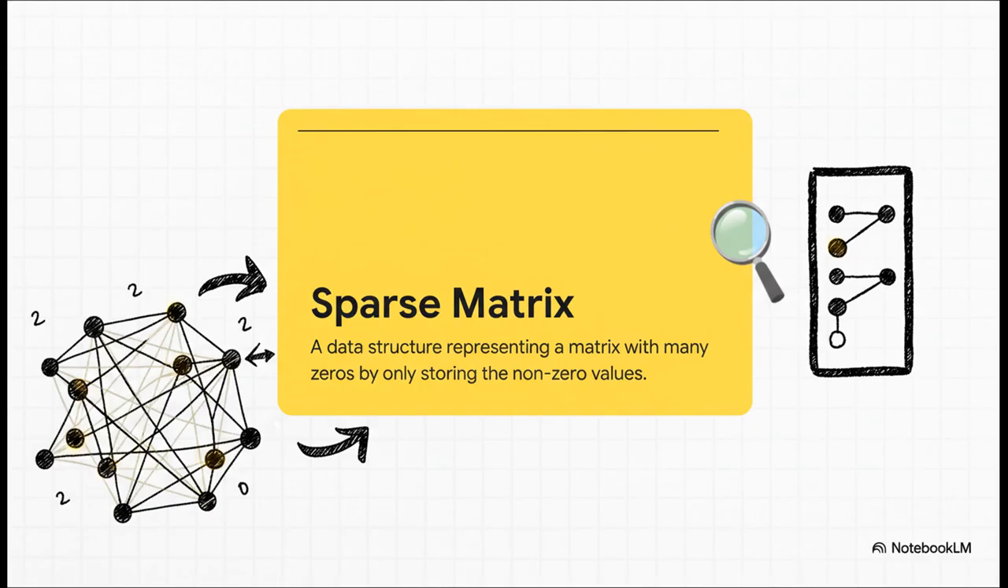And that smarter way is called a sparse matrix. And the genius of this idea is really its simplicity. Instead of wasting all that time recording every single non-connection, a sparse matrix only lists the connections that actually exist. It's kind of like writing a guest list for a party. You only write down who's coming. You don't write down the billions of people who aren't.